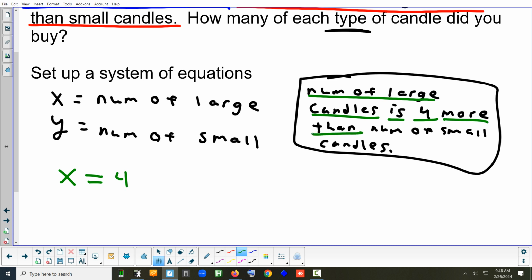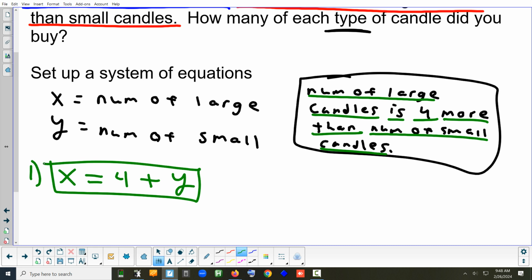More than. What operation in math means more than? Plus. Number of small candles. How are we representing number of small candles? Y. There you go. That is your first equation. The number of large candles is 4 more than the number of small.